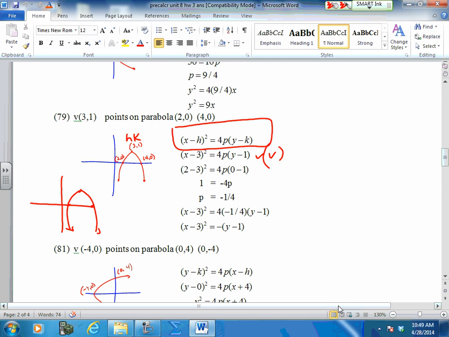Now, solve this for P. P, again, you're going to find is negative. Then plug P back into your formula over here. Plug this back in and resolve your equation. You should see the negative out there. You should be able to pull the vertex out of there.